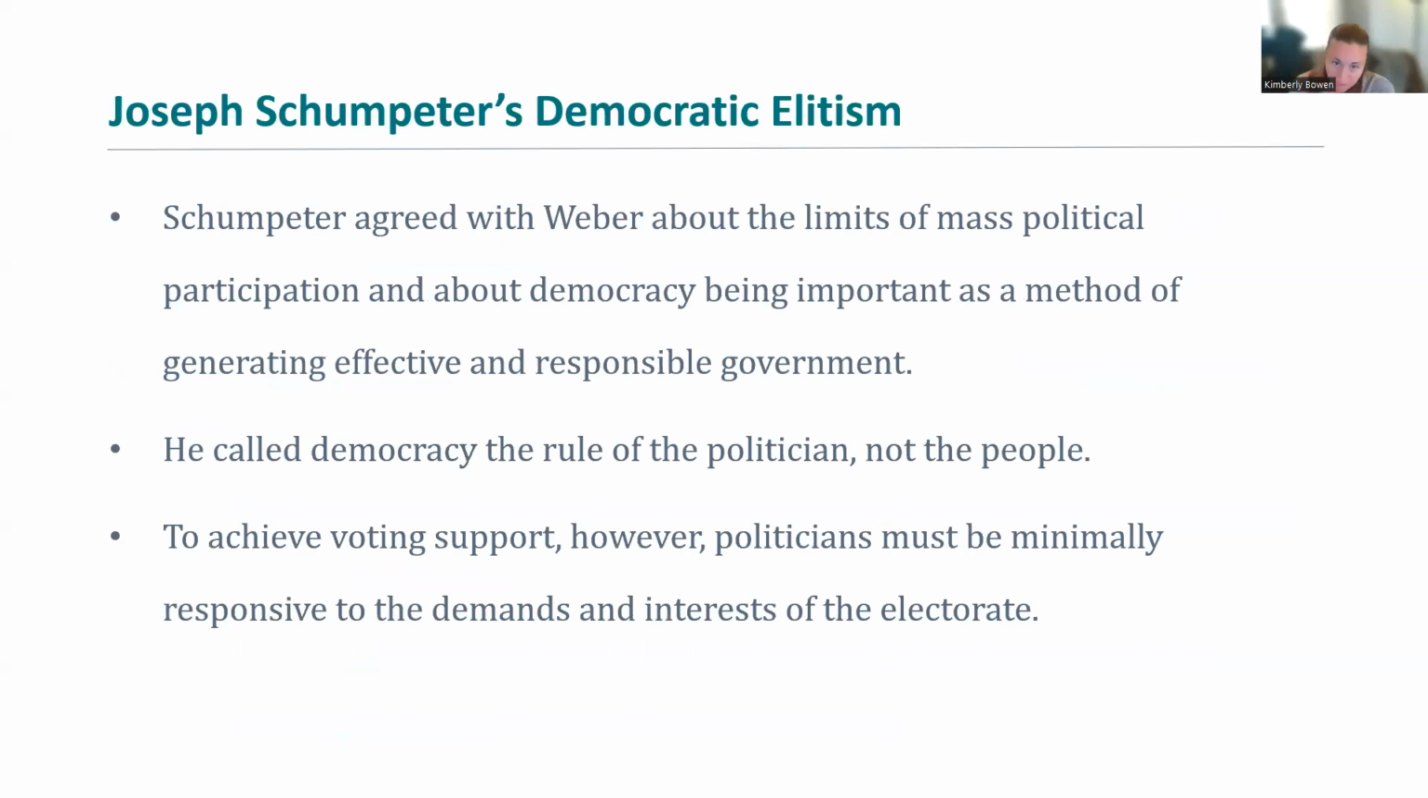Schumpeter agreed with Weber about the limits of mass political participation and about democracy being important as a method of generating effective and responsible government. He also called democracy the rule of the politician, not the people. And that's something that's big, right?